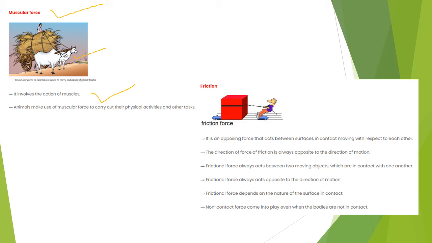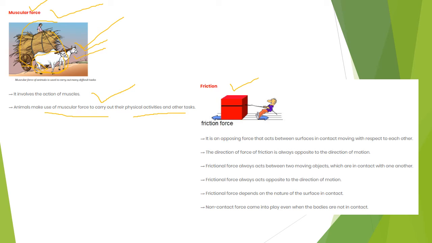What happens? This bull or a cow, they will drag these wheels, and their body muscles are being used to move this cart. That is why it is called muscular force, because these cows are using their muscles to pull the wheels. Animals make use of the muscular force to carry out physical activities and other tasks.